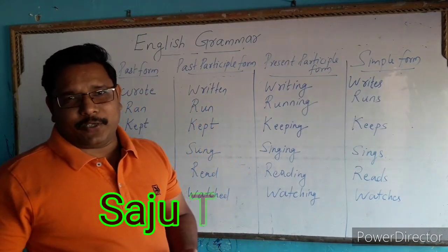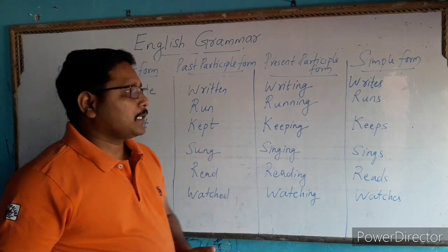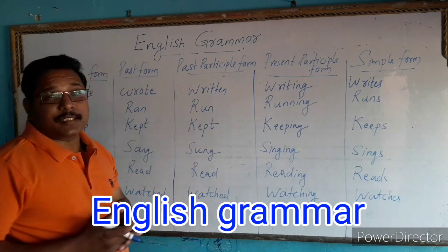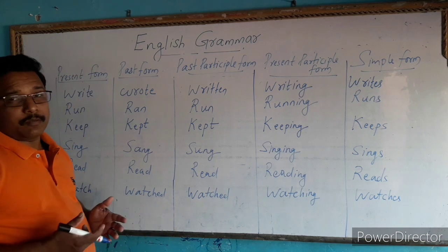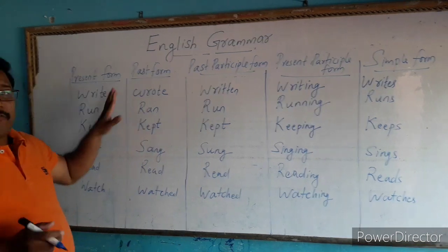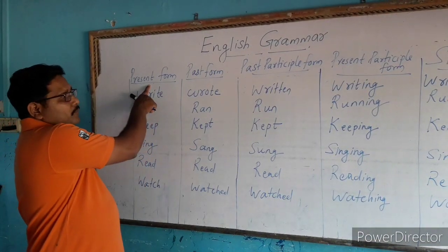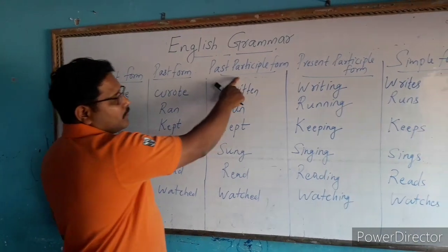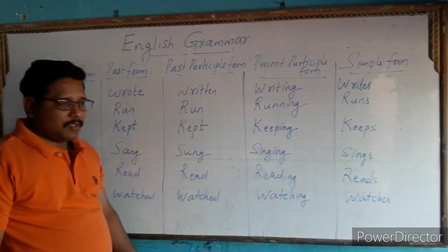मेरा पहले वाला वीडियो आपने देखा होगा। The second part means continuation. So the last class we studied about auxiliary verb, usage of auxiliary verb. There are 5 forms in a verb: present form, past form, past participle form, present participle form, simple form.